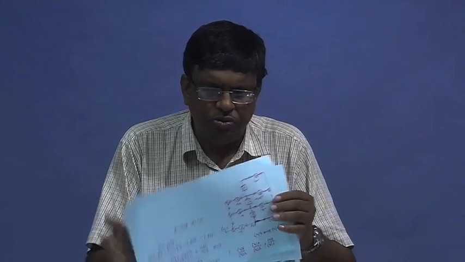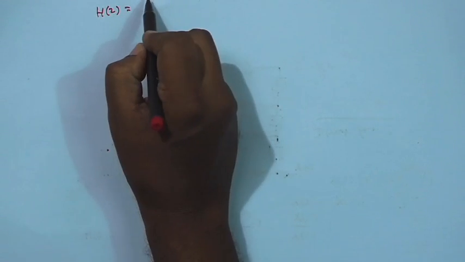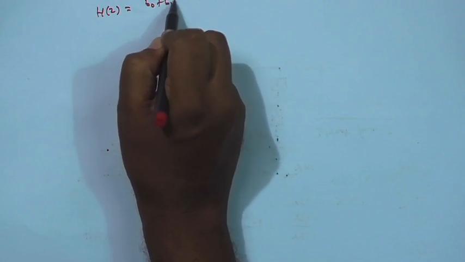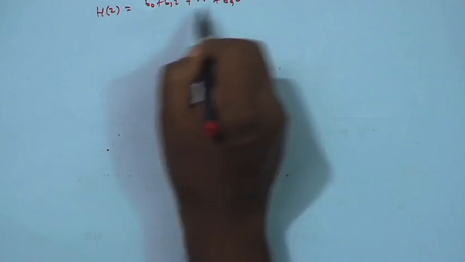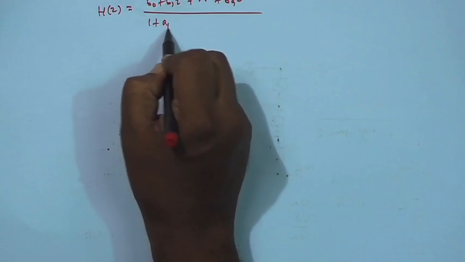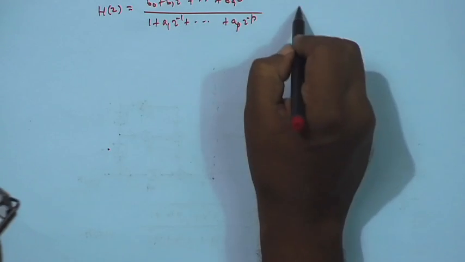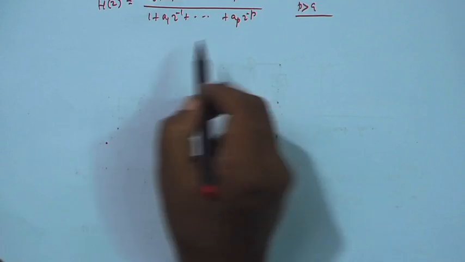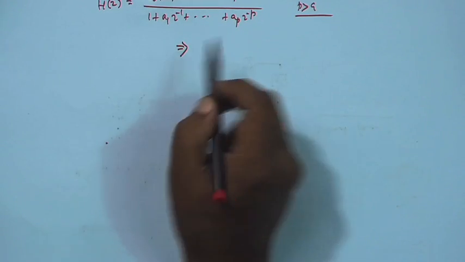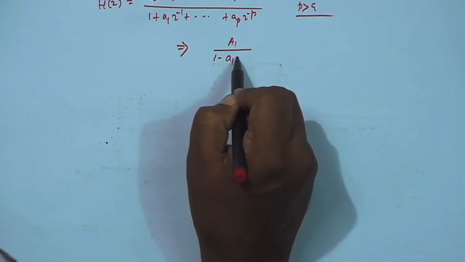Then there are other forms also. Suppose one H z like that is given, of this form, B 0 plus B 1 Z inverse, and P greater than Q. So, you can do partial fraction. Partial fraction means you can have some term like say A 1 over 1 minus a 1 Z inverse.